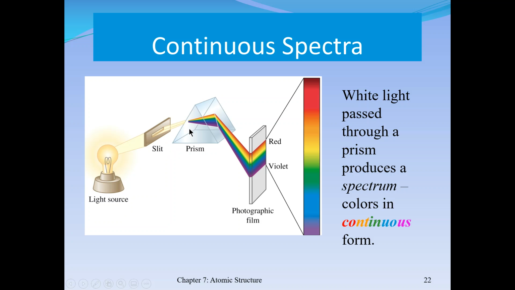So by the time they emerge from the other side of the prism and are projected onto a screen, you're going to end up with the continuous spectrum, right? Which is showing you the different colors of light.